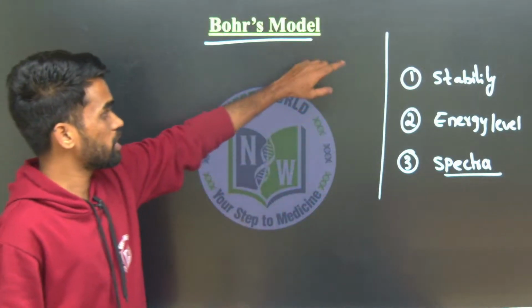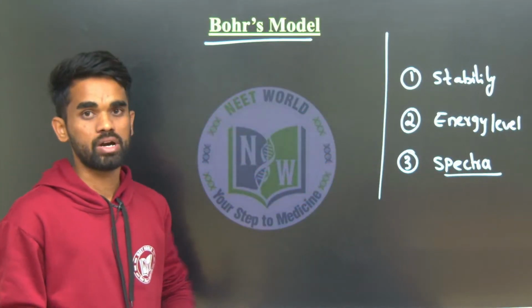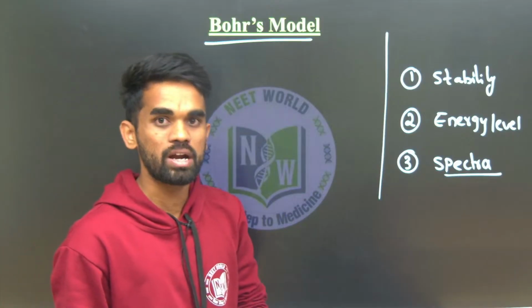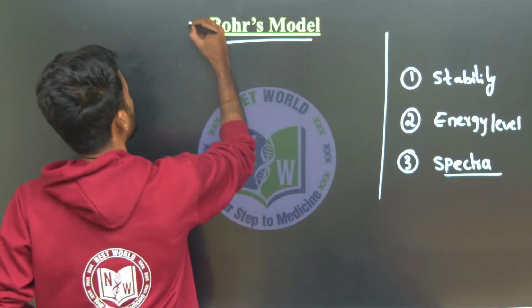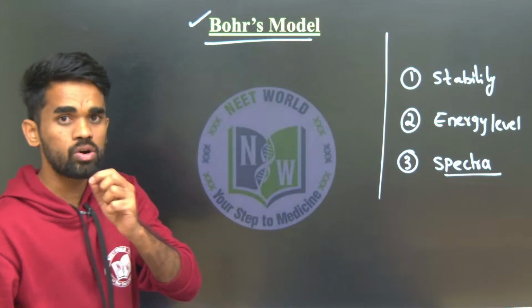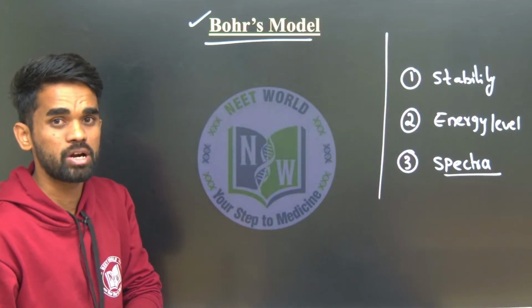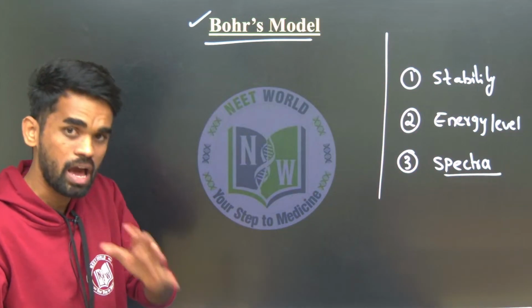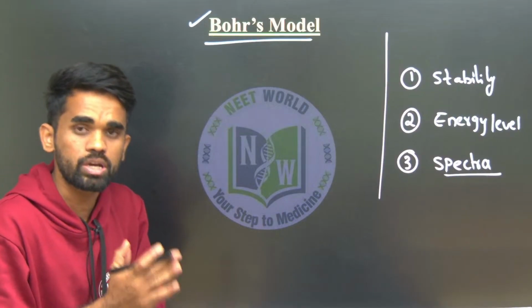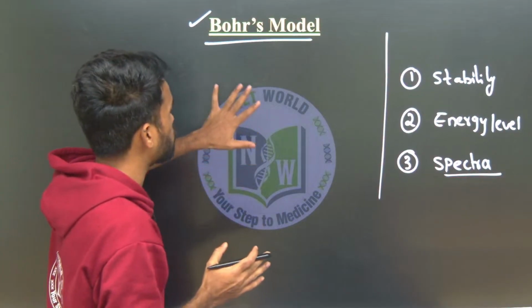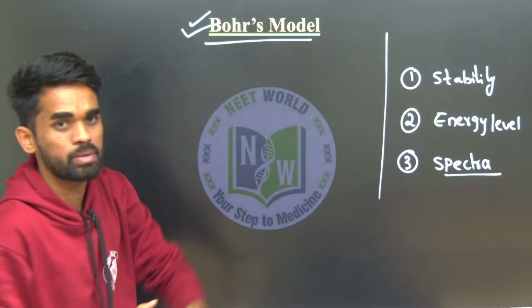By looking at the drawbacks of Rutherford's atomic model and by utilizing Planck's quantum theory, Bohr proposed Bohr's atomic model. To understand it very effectively, we have some postulates to look into. By looking at the postulates, we can understand Bohr's atomic model very effectively.